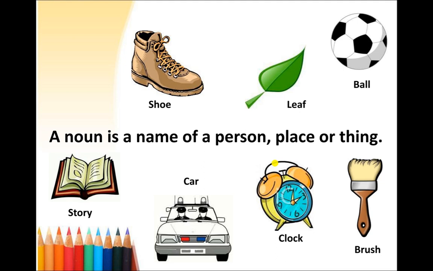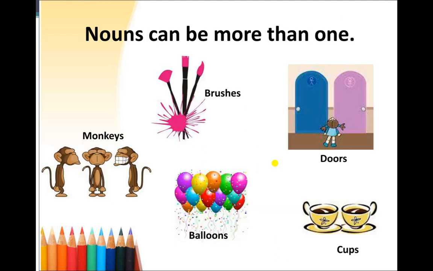We are well aware of the definition of a noun, right students? We have learnt it enough times. But still, we will revise it once again. So what is a noun? Say it with me. A noun is the name of a person, a place, or a thing. Look at the pictures here. All that you can see is an example of a noun. Here is a clock, a brush, a ball, a car, a leaf, a shoe.